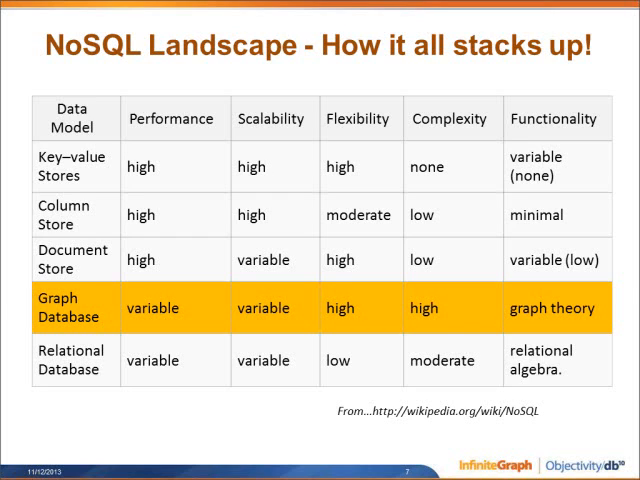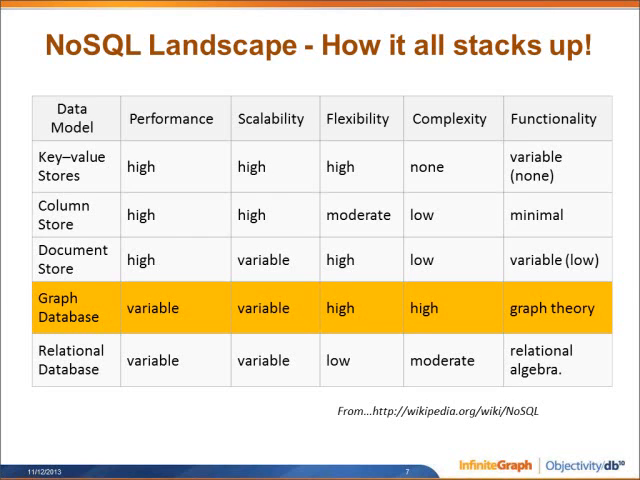As we go down, we get more specialized. The document store has high performance, variable scalability, high flexibility because there's no schema in documents, and low complexity. But when you get down to graph databases, you have very high flexibility, usually because of the schema-less part, but then high complexity because you're dealing with connected data. In graph databases, you have a very unique data model: vertex and edge objects, and you have the connections.